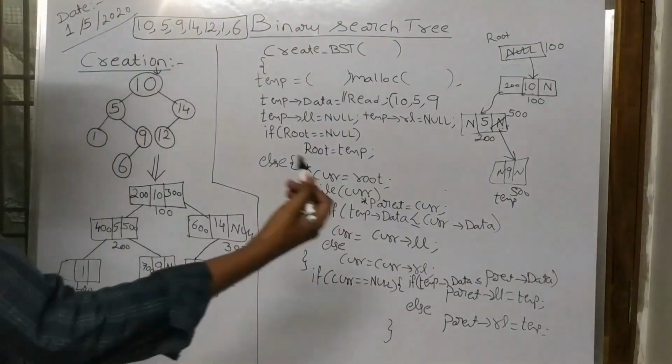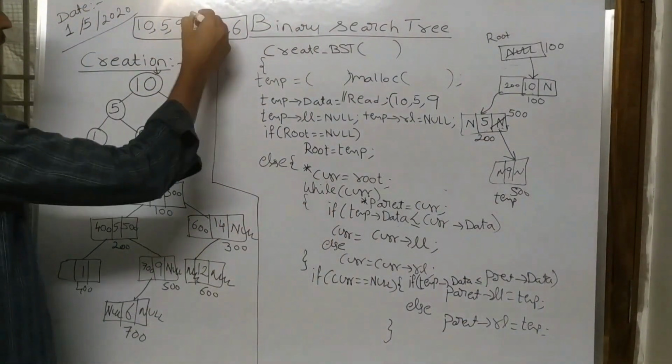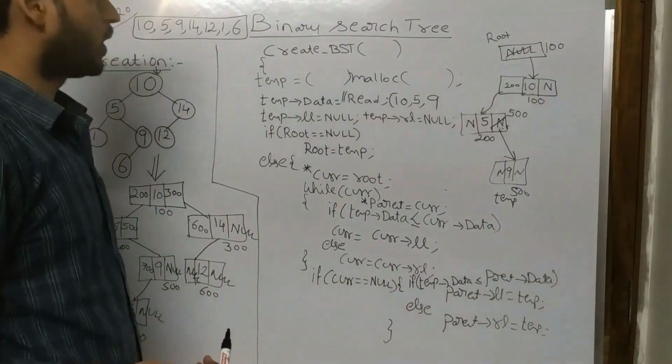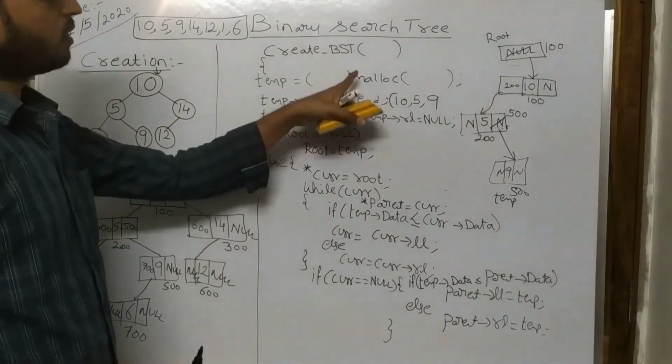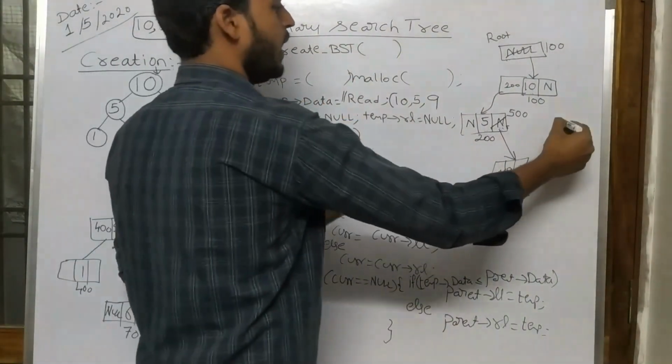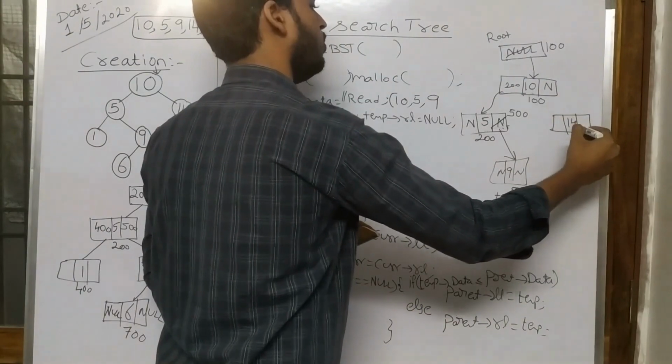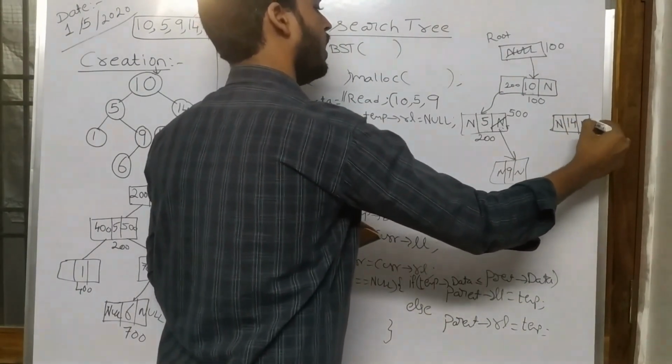Okay, fine. So this is correct. Then I am requesting to insert the value 14. So for that I am going to call this function once again. It is going to create a node with a value 14, and left side is null and right side is null.